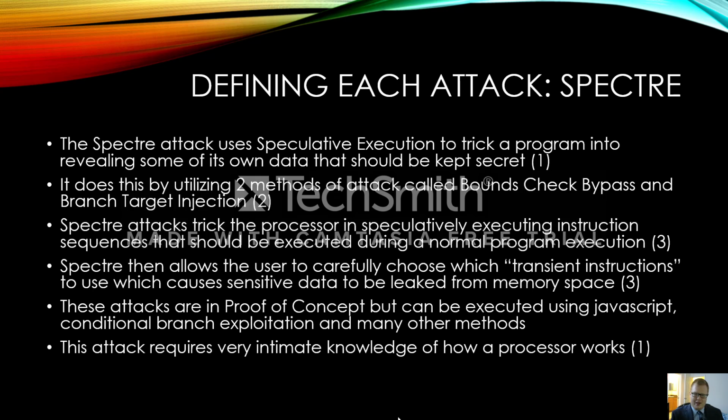As I mentioned in the beginning, these attacks are in proof of concept. So right now there is no 100% foolproof way to exploit this. It's kind of a case-by-case basis. But some of the methods of execution are using JavaScript and conditional branch exploitations, and there are other methods that can be found in the sources as well. This attack requires a very intimate knowledge of how processors and software work. Without that information, this attack is pretty much not able to be done by the average person.